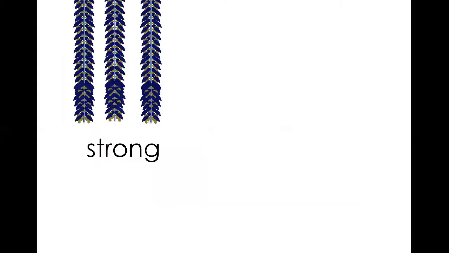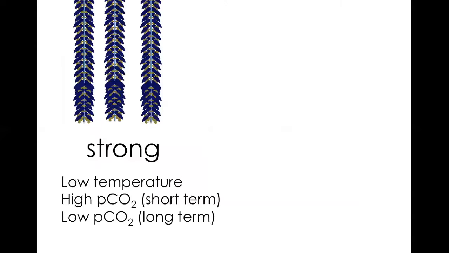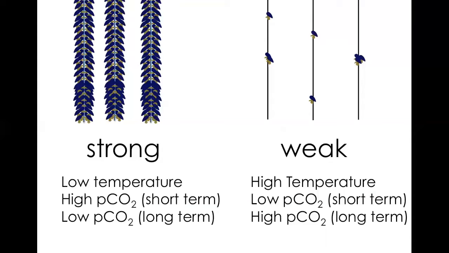So to conclude what we found from these lab studies, when we see strong attachment, that can be due to low temperature, short-term high PCO2, or long-term low PCO2. But when we see this weak attachment where many mussels are falling off of the lines, that may be due to high temperature, short-term low PCO2, or long-term high PCO2.